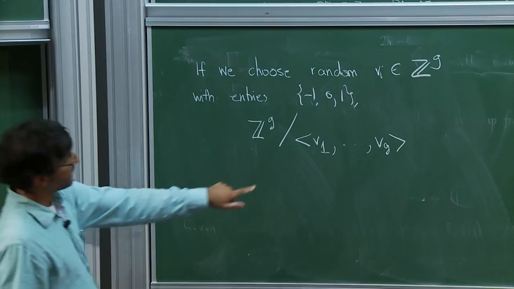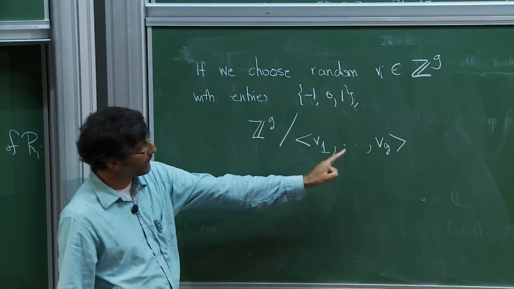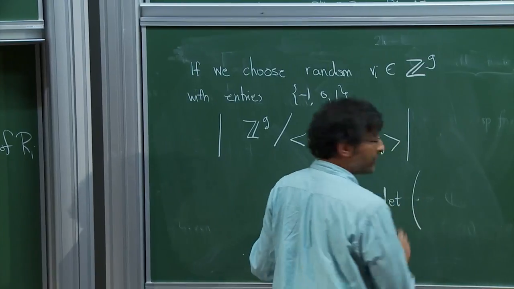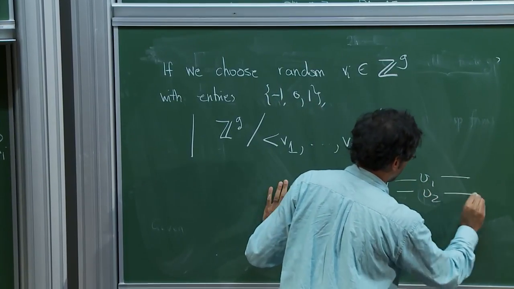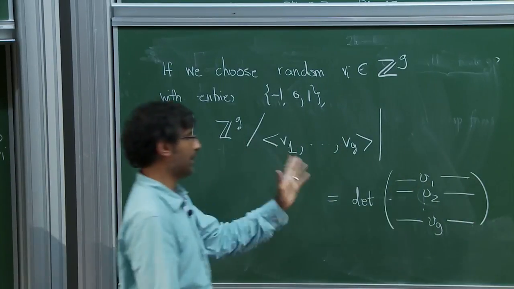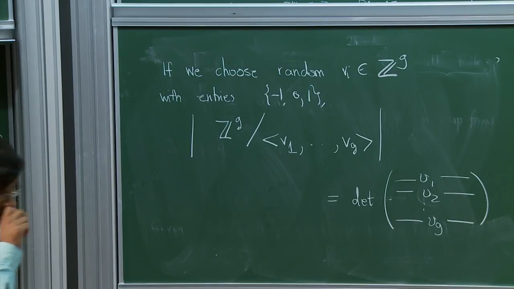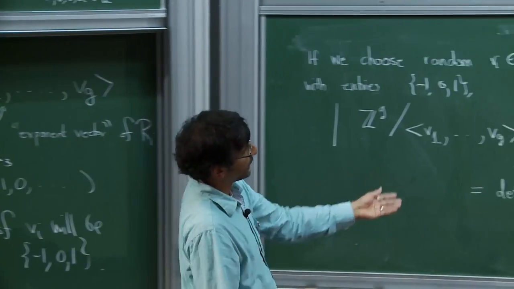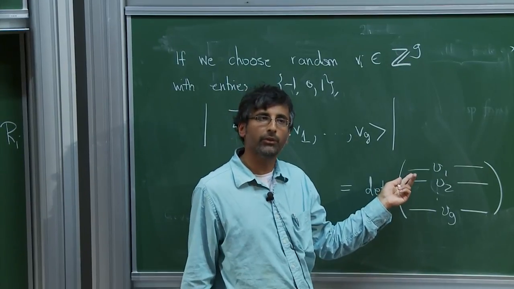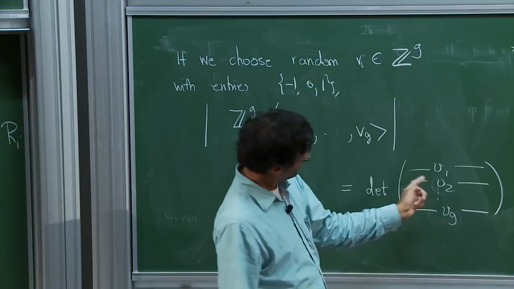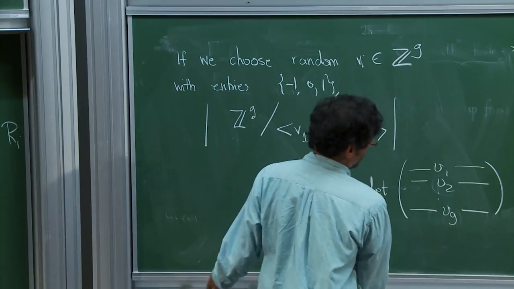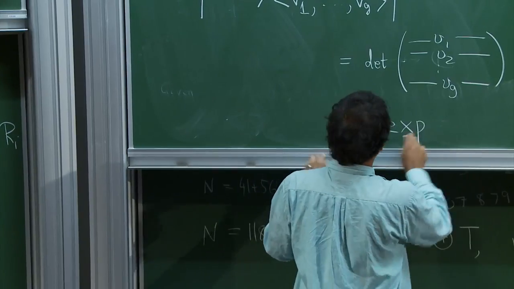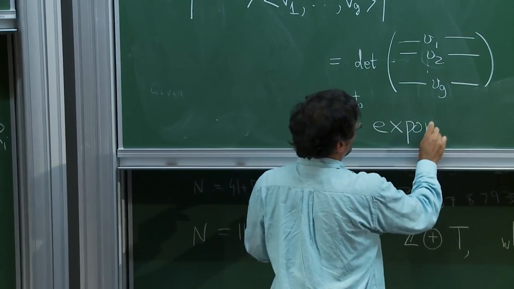Okay. And the size of this, so you take Z^g and you take the quotient by the group generated by these vectors, the size of this is going to be the absolute value of the determinant of the matrix whose rows are given by these vectors. And if you take a matrix and you just start filling the entries in with, say, zeros, ones, and minus ones at random, depending on how exactly you model it, you expect the size of the determinant to be exponential in g, maybe g factorial. So I'll just say one expects this, randomly speaking, to be exponential in g.